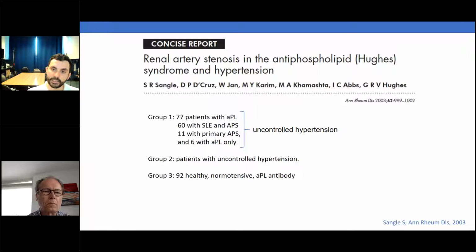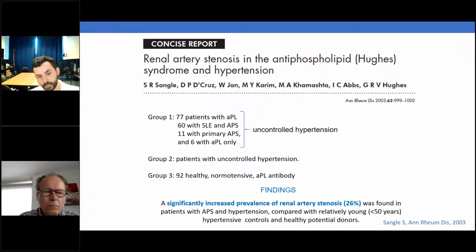Some historical data, and again, this data comes from the group who first described this syndrome. They first pointed out an association between renal artery stenosis, the presence of antiphospholipid antibodies, and hypertension. And I want to point out, from both a historical and anecdotal point of view, they compared 3 groups. The first group of patients with either APL or APS with uncontrolled hypertension, and they compared those patients with a group of patients with uncontrolled hypertension without APL, and a third group of patients with APL positivity but no other clinical manifestation.